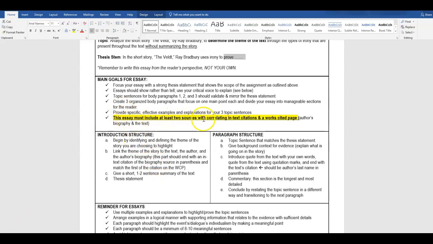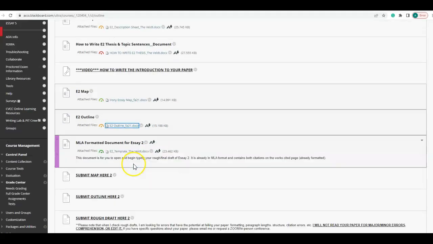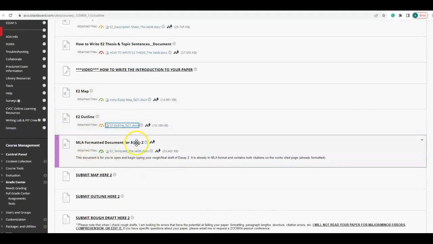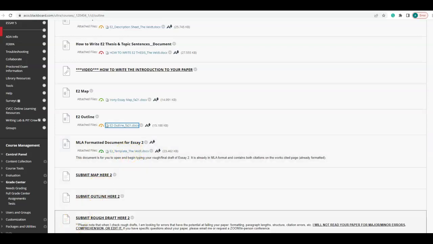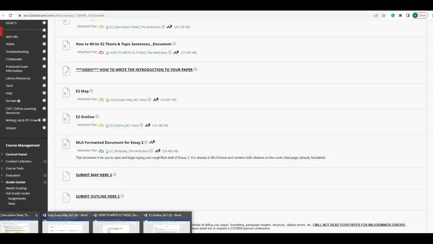This essay must include at least 2 sources with correlating in-text citations and a works cited page. The works cited page has already been provided to you in the MLA formatted document for Essay 2. Please make sure that you are typing your rough draft and your final draft using this template. Do not use any other citations other than the 2 that are present on this document.